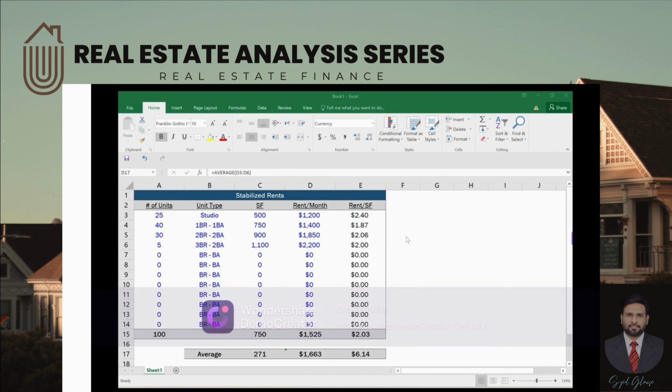Let's recap what we did. We broke down a stabilized rent table, calculated rent per square foot with IFERROR to handle blanks, summed all the units, estimated market rents, and used SUMPRODUCT to find weighted averages for square foot and rent per month. A few tips: always use weighted average for rental analysis. It's more accurate than a simple average formula. Research market rents thoroughly, they are the foundation of your model. And keep your formulas clean with IFERROR. It makes your work look polished. You are now ready to analyze rental properties like a pro.